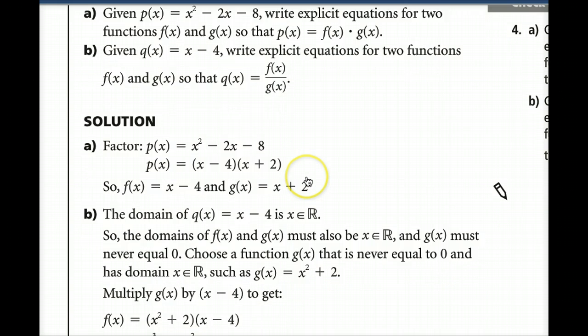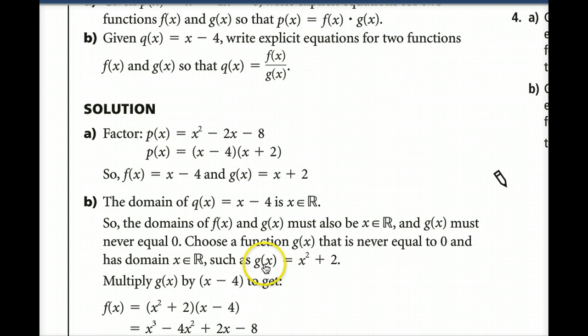Of course, one way is to name g(x) equals x squared plus 2. And of course, it doesn't have to be 2. It can be any number as long as it's not 0. You can see that x squared is always non-negative, so plus a positive number, it can never be 0. That's why we choose g(x) first, because we want g(x) to have a domain of all real numbers. So of course that's one example.